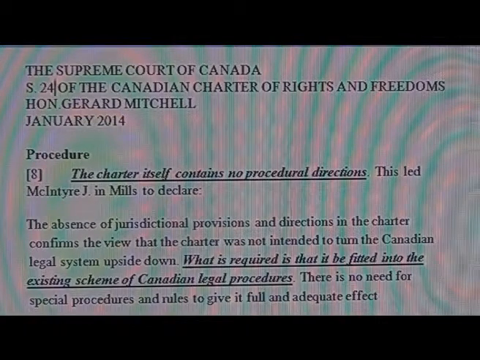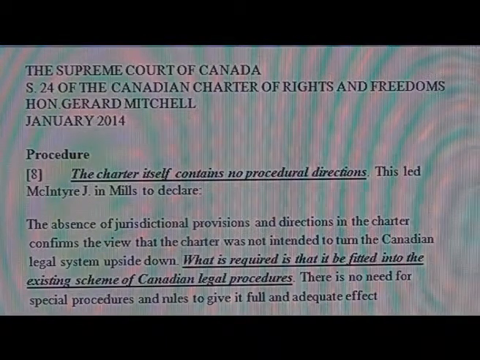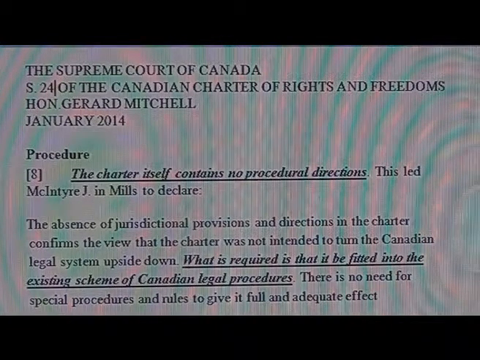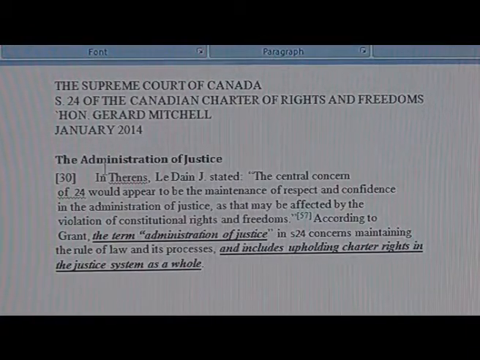This led McIntyre J. in Mills to declare: the absence of jurisdictional provisions and directions in the Charter confirms the view that the Charter was not intended to turn the Canadian legal system upside down. What is required is that it be fitted into the existing scheme of Canadian legal procedures. There is no need for special procedures and rules to give it full and adequate effect. The Supreme Court of Canada on Section 24 of the Charter of Rights and Freedoms.